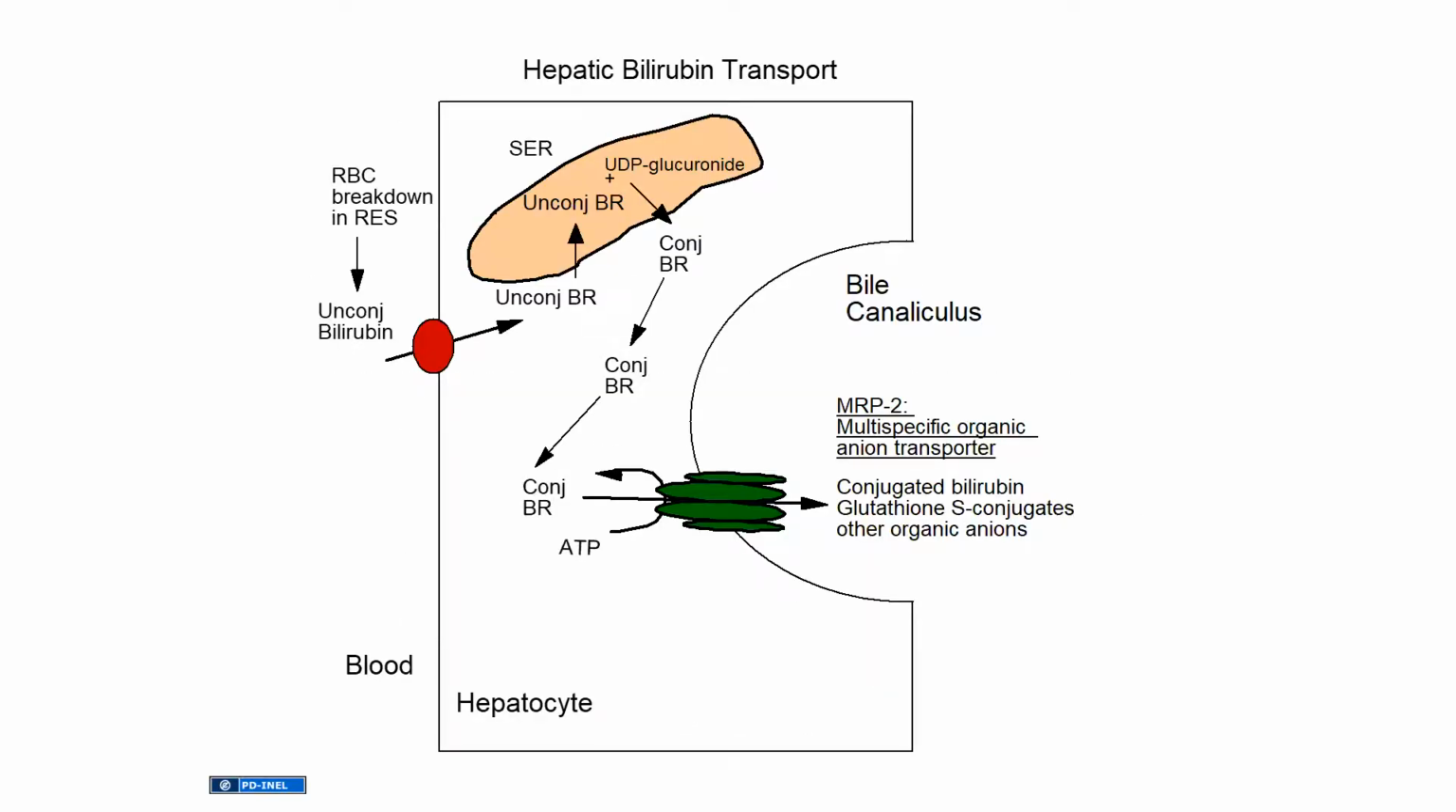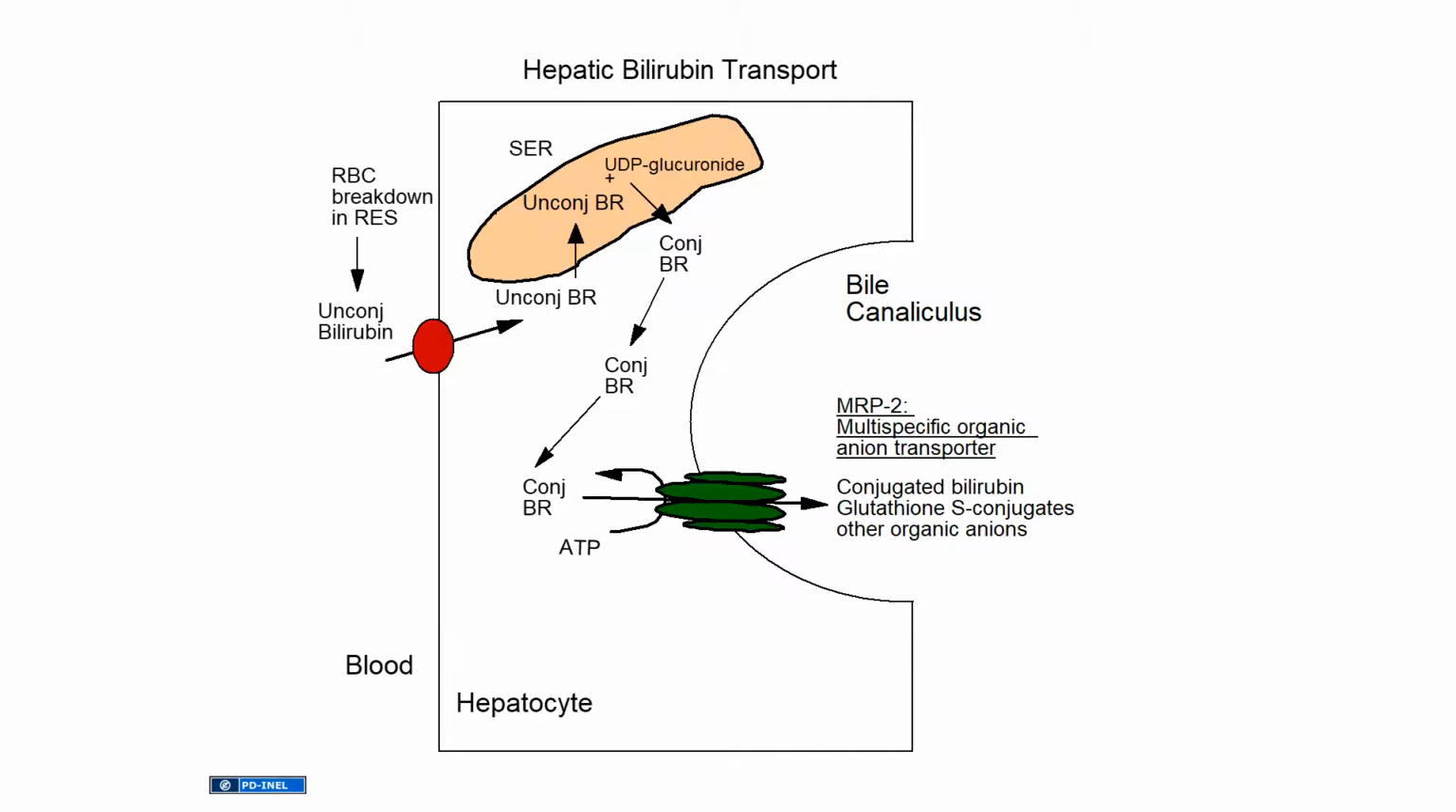So this is a schematic diagram of your hepatic bilirubin transport and how it originates from the breakdown of your red blood cells in the reticuloendothelial system. The breakdown of your heme moiety will lead to the production of your unconjugated bilirubin. And your unconjugated bilirubin is not water soluble. It's lipophilic. It's fat loving.